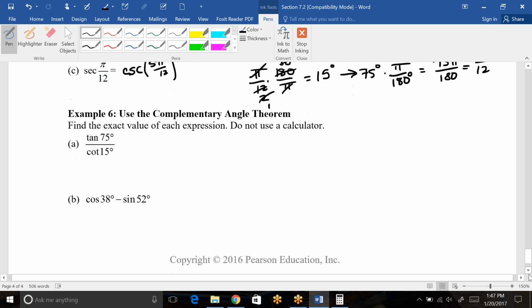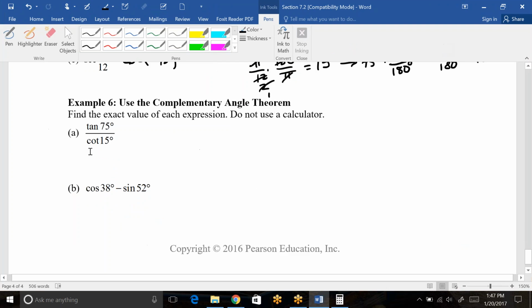And then our final examples: find the exact value of each expression. Do not use a calculator. Okay, so what we know is that tangent of 75 degrees, well, cotangent is, remember, the complement of that guy. And when we want to change him to his complement, we have to figure out what would make this add up to 90 degrees. So tangent of 75, actually, these two, remember, are equal to each other because they are complementary angle measurements because it adds up to 90, and these are the complementary trig functions of each other. So this is actually the same thing over itself, so the answer again is 1.